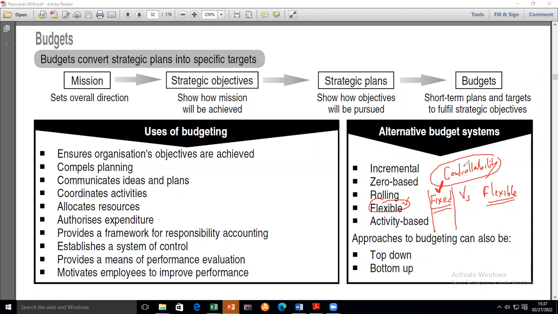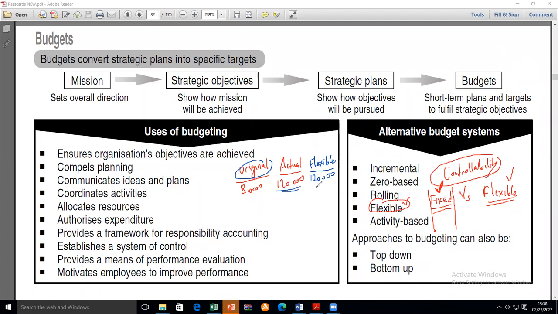So how can we make our variances more meaningful? Answer, we flex the budget. If your original budget that you prepared was for 8,000 units, and when you come to operate, you notice that the actual was 120,000 units. The argument is that this original budget is no longer useful. We need to take this budget and flex it. This budget must now be flexed. We need to prepare another budget for 120,000.